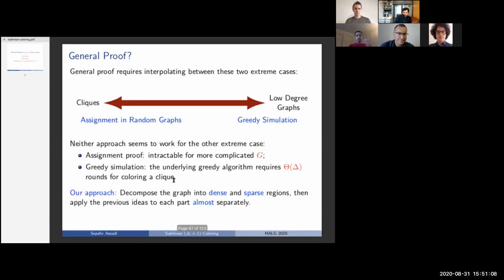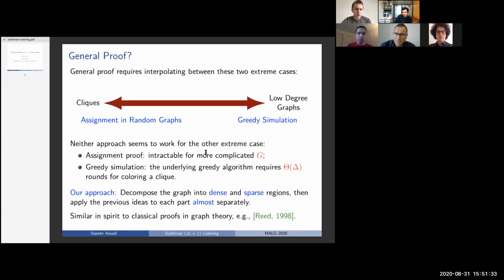So how do we handle this? We are going to decompose our graph into dense and sparse regimes. For the dense parts we are going to apply the argument for cliques, and for the sparse part, we are going to apply the argument for low degree graphs. And in fact, this is similar to some classical works in graph theory, such as the work of Reed on extending Brooks' theorem to other settings.